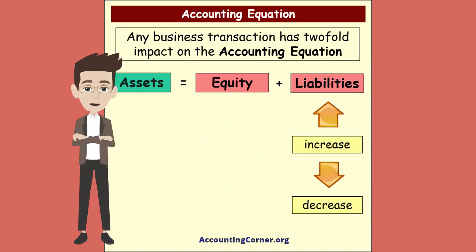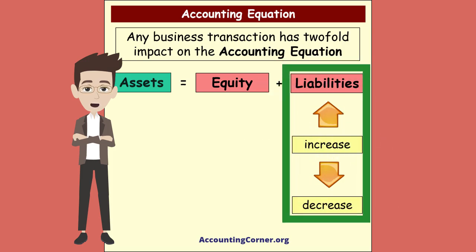Another example, when transaction impacts only one side of the accounting equation, is the exchanging of one type of liabilities into another type of liabilities. In practice, it happens quite rare. For example, the business can agree with one creditor to take over the liability from another creditor.